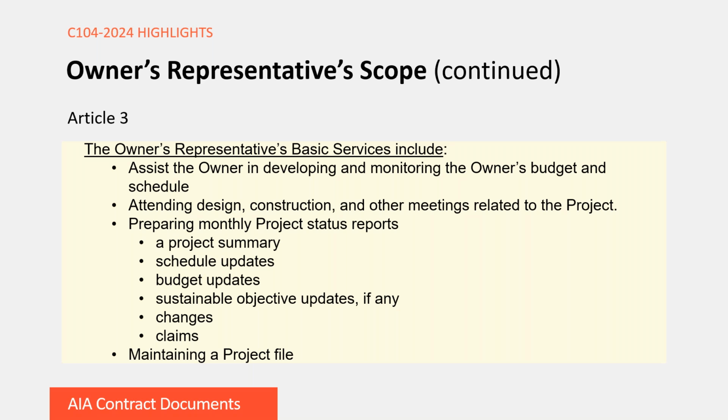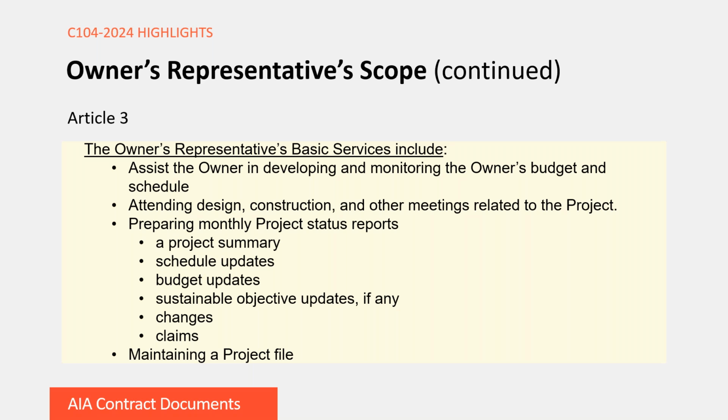The next thing that you see here is that the owner's representative will also prepare project status reports. The project status reports will include information such as a project summary. In this project summary, you're going to see key items that are included for the owner's decisions and approvals. Then you're going to see updates to the owner's schedule, including observed deviations from the schedule that may impact the milestones, substantial completion, or final completion dates.